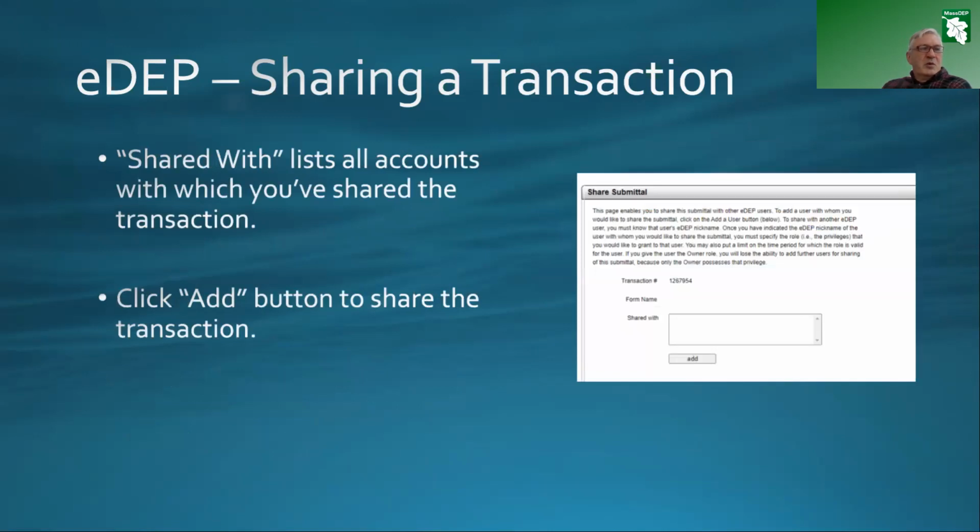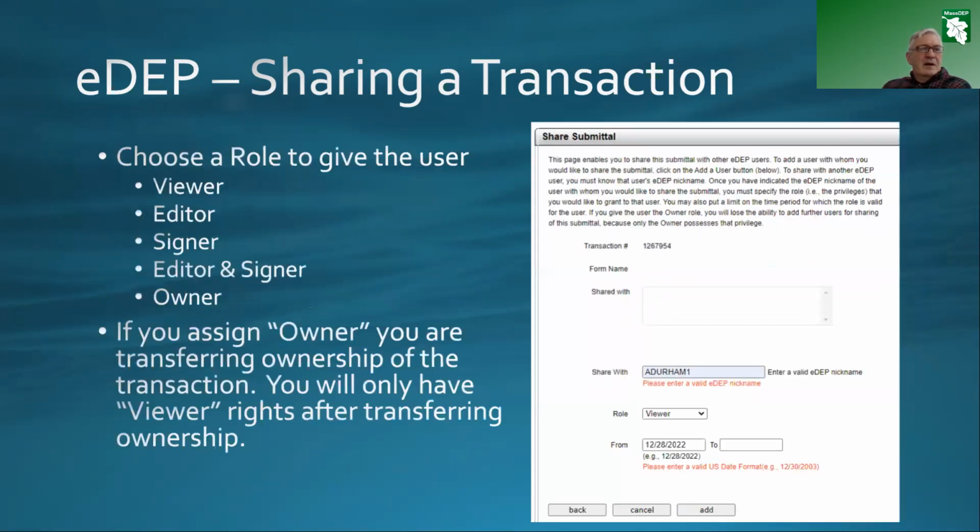It opens up a shared with list, so you can see if you've shared it with anyone else. And when you need to add a new person, you click on the add button. Once again, it shows you the shared with, but it opens up the fields down below, and you type in the person's nickname in the share with field. In this example, Tio is sharing it with me. You have different roles. If you want them just to see the transaction, pick viewer. If you want them to update information in the transaction, you click editor.